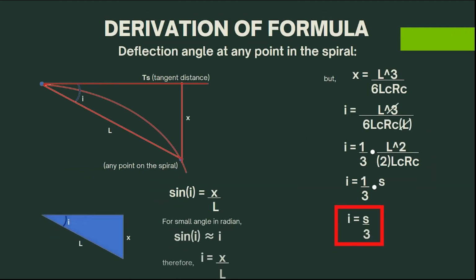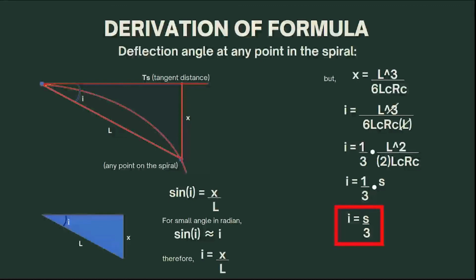Next, we look to derive the formula for the deflection angle at any point in the spiral. The deflection angle is represented by the variable I. This variable I is the angle that is formed between the tangent and a straight line that intersects directly with any point in the spiral, which is represented by L. This forms a right triangle, where the opposite is represented by x, which is the offset, and the hypotenuse is represented by L, which is the straight line intersecting the point.